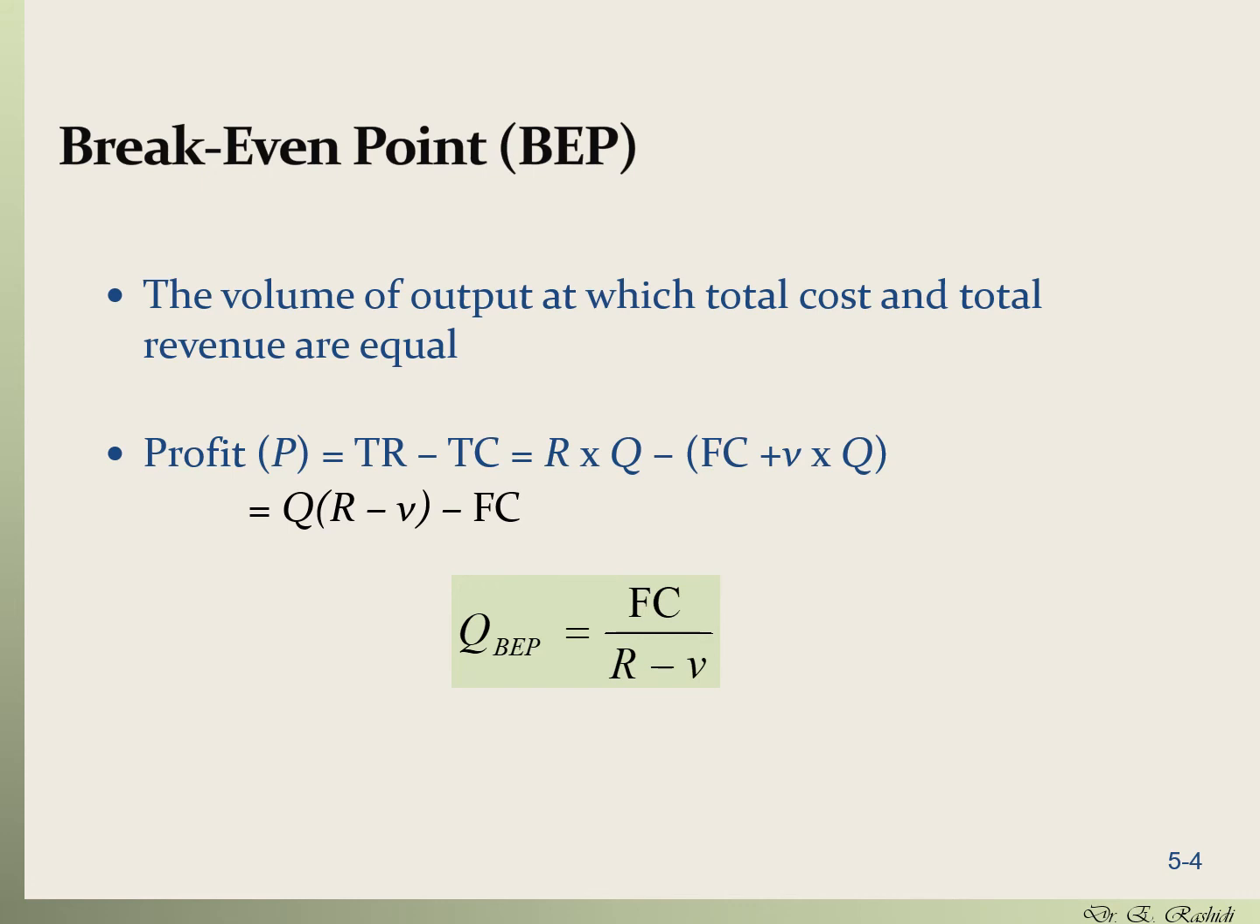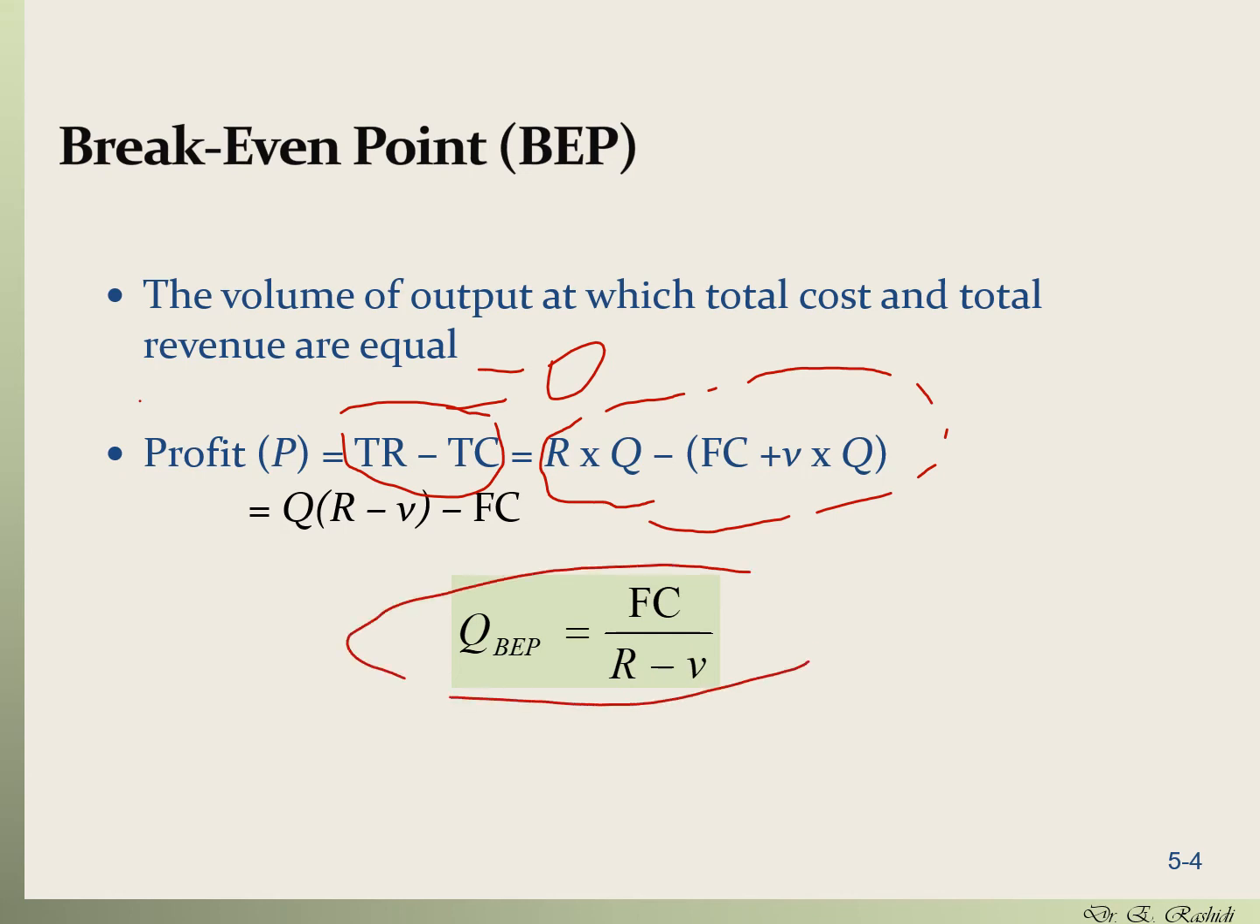So this is a very simple formula. The concept of the break-even point is that you don't have any profit. That means the profit is actually zero. Profit is equal to the difference between total revenue minus the total cost. That's your profit. So this is equal to zero. This means that the total revenue is equal to total cost. So R multiplied by Q minus the cost, which is FC plus V multiplied by Q, is equal to 0. And from this, you can derive this equation.